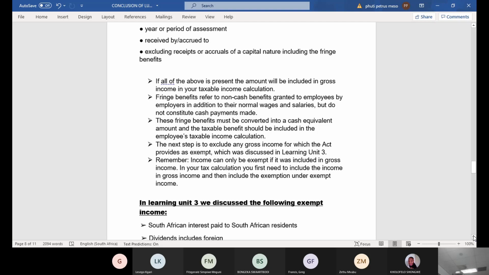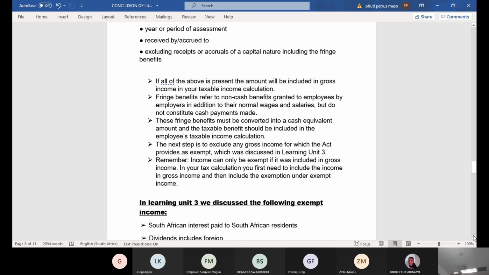But your next step is to exclude any gross income for which the Act provides an exemption, as we discussed in Unit 3 as well. You remember the interest that we spoke about that has the limitations and stuff like that, things like your dividends and some of the other exempt income.